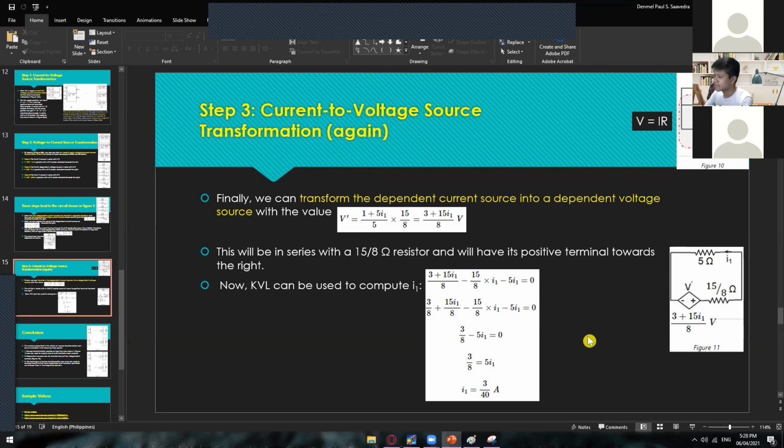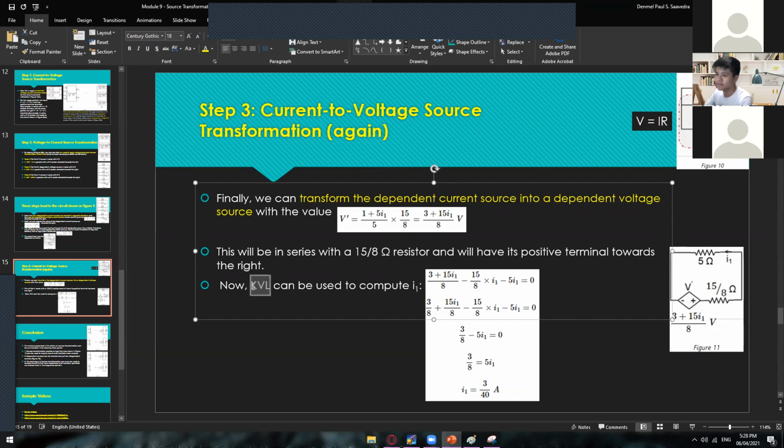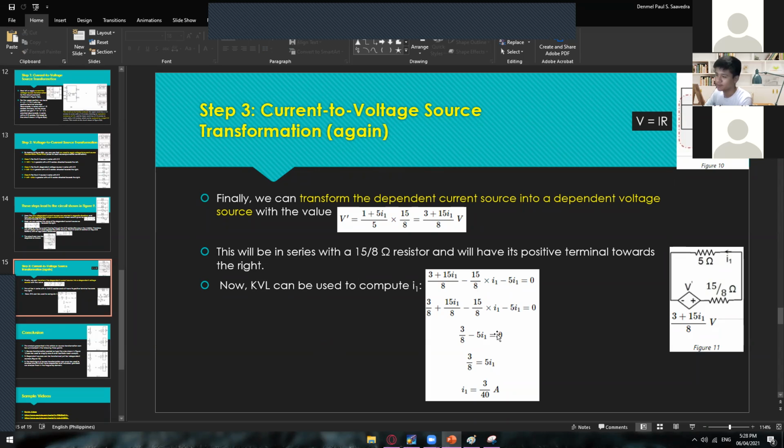I will not show you guys the step-by-step solution anymore. Supposedly, this one is super easy. However, we don't have enough time anymore, so I am in a rush in explaining this one. But this is already the fourth transformation, and then you will have this series connection right here. From there, you can already apply KVL, and then you will have this equation or solution, and you will arrive at 3 over 40 amps. So that is already the current that is flowing on our I1.